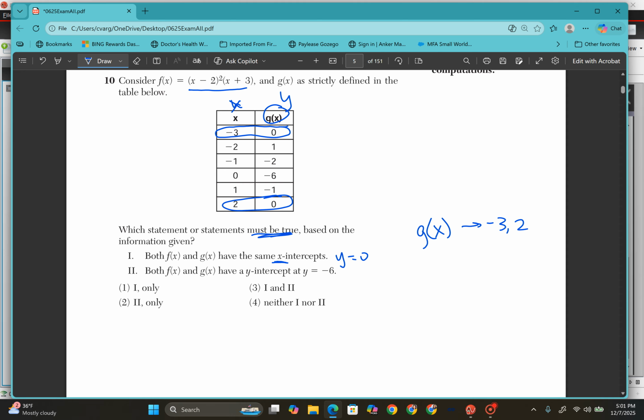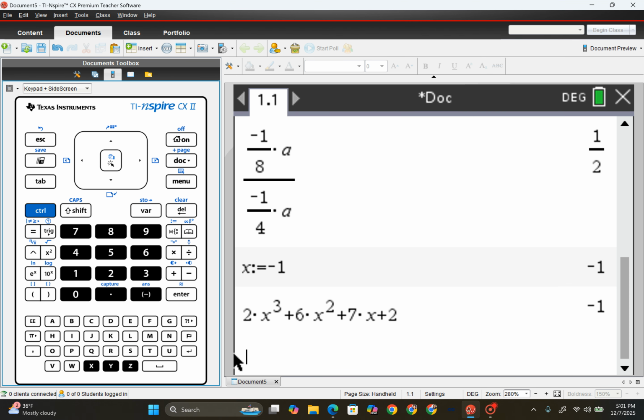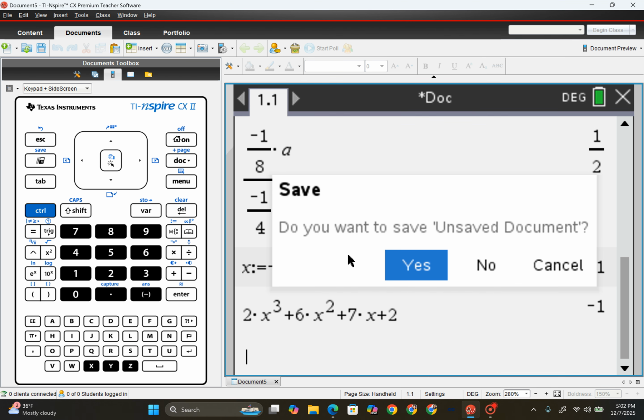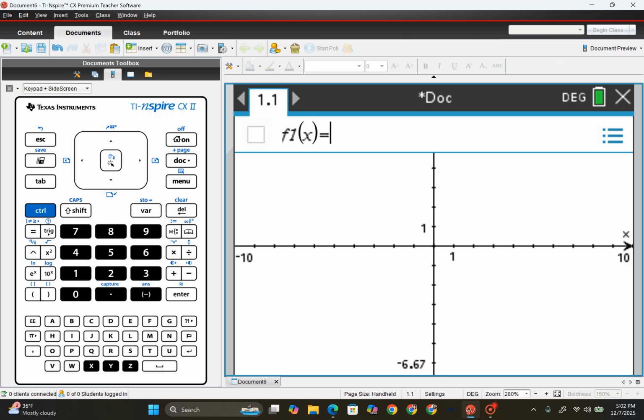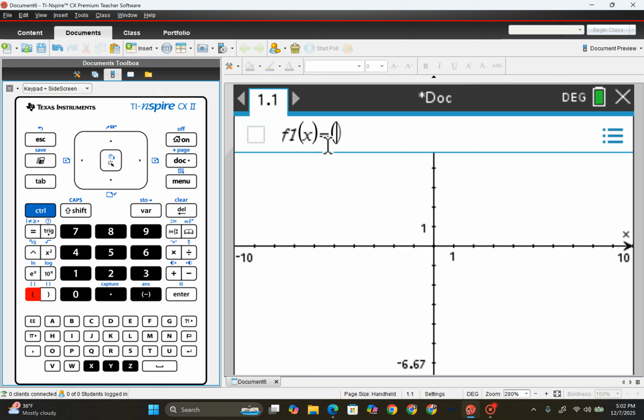Let's see the other one. So we have to go to our function. We're not going to open up a new graph, right? Add graph, cool. And we're going to type in our function, which is parentheses x minus 2, close parentheses. Ooh, it did it twice.